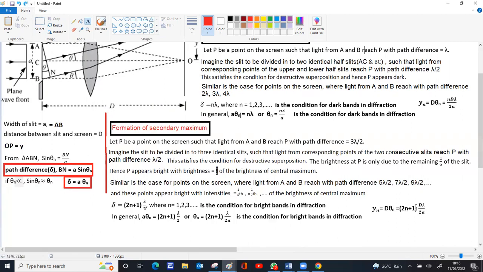Similarly, here we have lambda by 2a. When you multiply theta n with capital D, it will be (2n plus 1) D lambda by 2a. I just copied that here, as a 2 came and I removed it last. There is no 2 here because it's only n lambda by a. So D times n lambda by a. So this is the explanation for the formation of the central maximum, secondary minima, and secondary maxima.